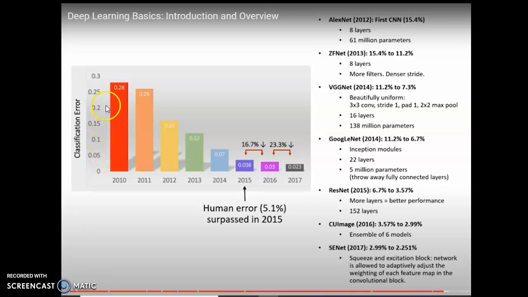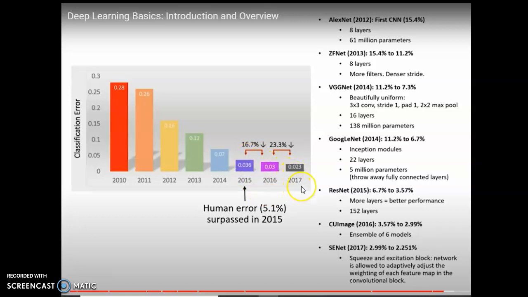The chart has classification error on the x-axis, from 0.05 to 0.3, and years 2010 to 2017 on the y-axis. In 2010, classification error is 0.28. In 2011, it is 0.26. In 2012, it is 0.16. In 2013, 0.12. In 2014, 0.07. In 2015, 0.036. In 2016, 0.03.